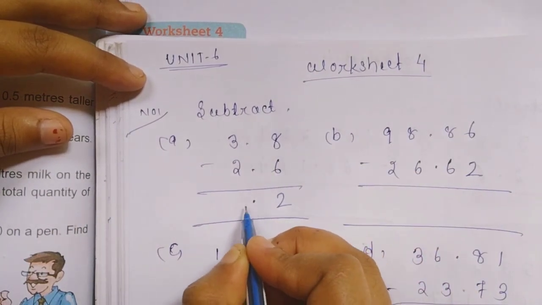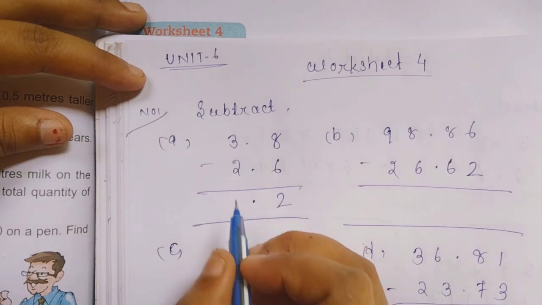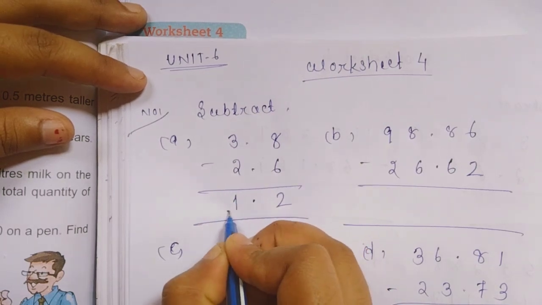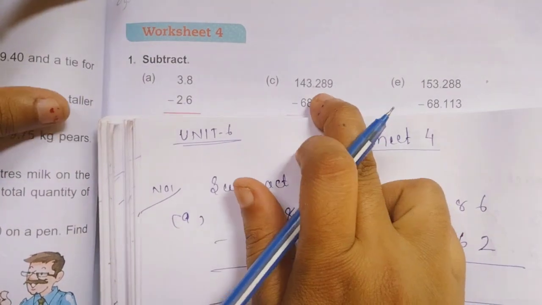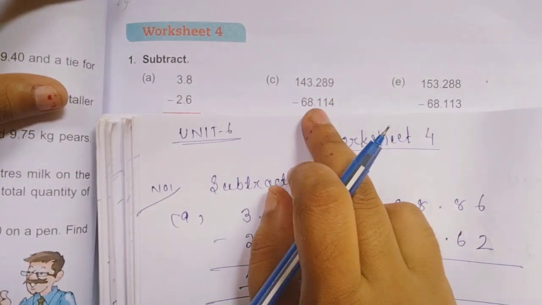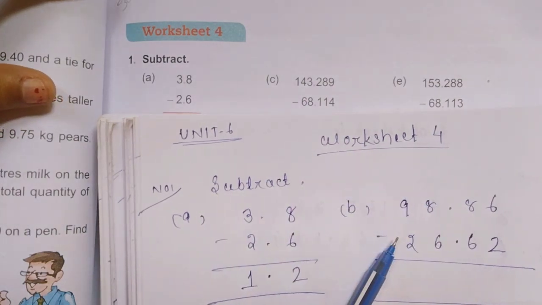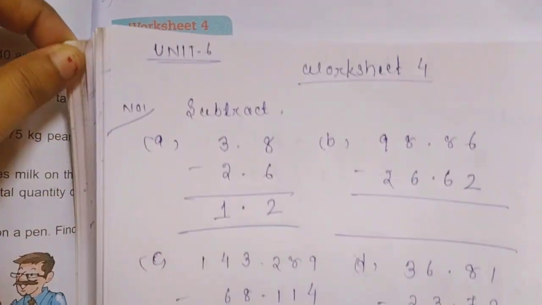Then the decimal point should come one below the other in the column. Then 3 minus 2 equals 1.2. Then next, 143.289 minus 68.114. Then we subtract it.